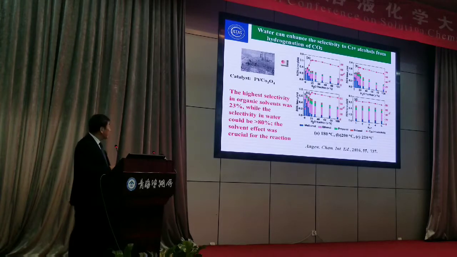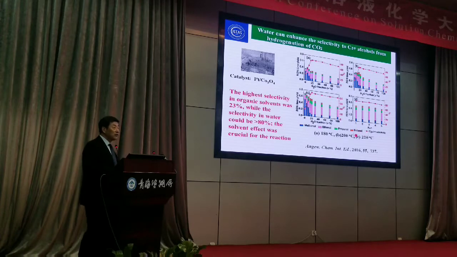And another example is solvent effect. We know that solvent effect is very important for chemical reactions and for material synthesis, and here I give a couple of examples. The first is CO2 hydrogenation, where we convert CO2 into alcohol. We can get methanol much more easily, but if we want larger alcohols, it is more difficult. Usually the selectivity is very low.